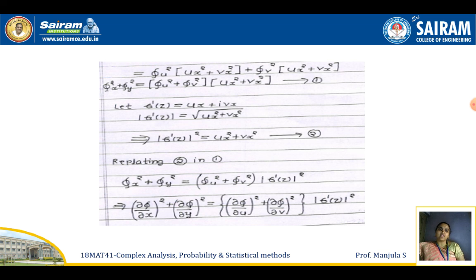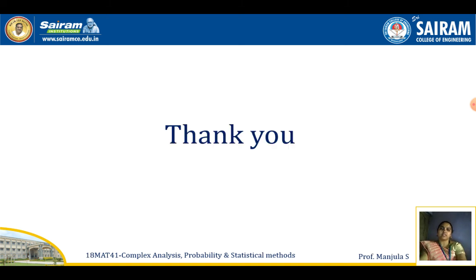And f′(z) is nothing but ux + i vx. If you take the modulus, we can write that as the square root of ux² + vx². Therefore, modulus of f′(z) whole square is nothing but ux² + vx². This result you just substitute in equation number 1 so that we get the required result, that is (∂φ/∂x)² + (∂φ/∂y)² equals ((∂φ/∂u)² + (∂φ/∂v)²) into modulus of f′(z) whole square. This is our required result. Thank you.